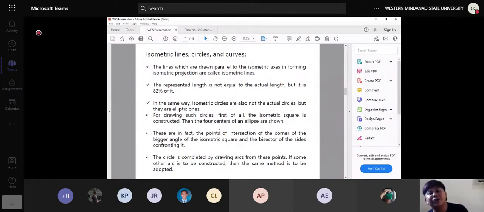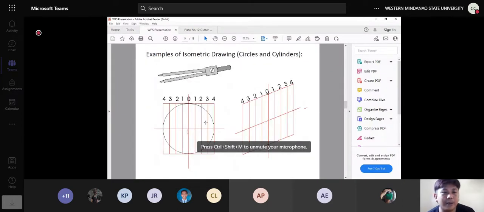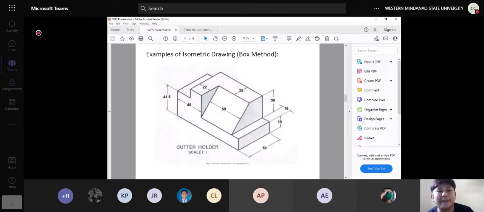Then the four centers of an ellipse are shown. So, yun naman din yung importante, no? Yung sa ellipse natin, yung importante is ma-identify natin yung tatlong points na yun para makita natin kung saan yung major and minor axis ng ating ellipse. Okay. So these are in fact the points of intersection of the corner of the bigger angle of the isometric square. Okay, ito. By the way, binago ko yung dimension, no?